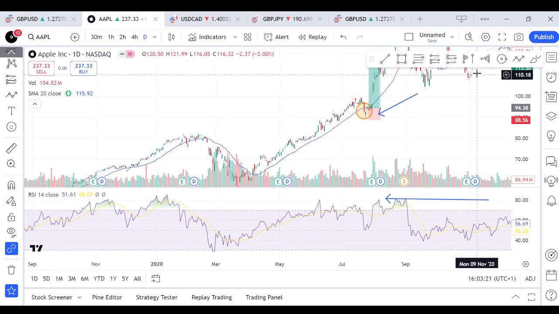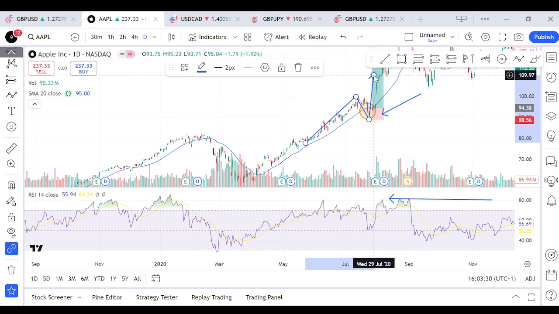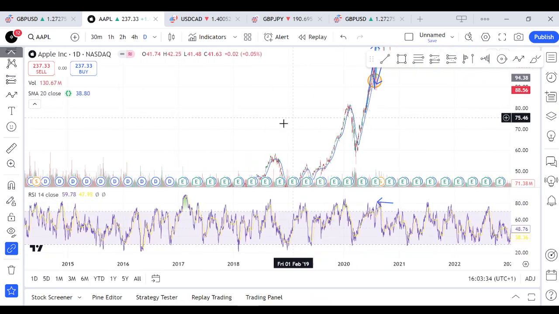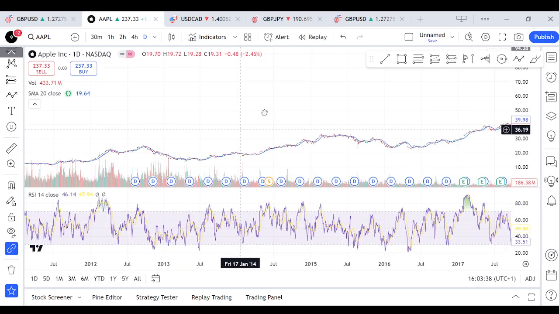So this was a pullback also. We were bullish, had this pullback in here, and that was where we got the bullish meeting lines before the continuation to the upside. So I'm just going to look for any other examples so that we can best explain this.